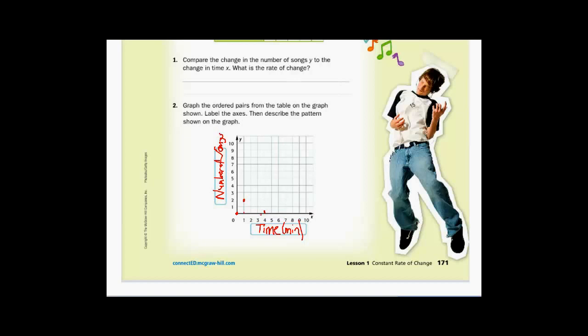Wait a minute. What have we got here? We've got 2 songs, 1 minute. I put that on the wrong spot. See, if you were right here with me, you could have said, no, no, no, that's the wrong spot. All right, so let's go back here. 0 songs, 0 minutes. 2 songs, 1 minute. 4 songs, 2 minutes. 6 songs, 3 minutes. And 8 songs, 4 minutes. Those are our data points from up top there.